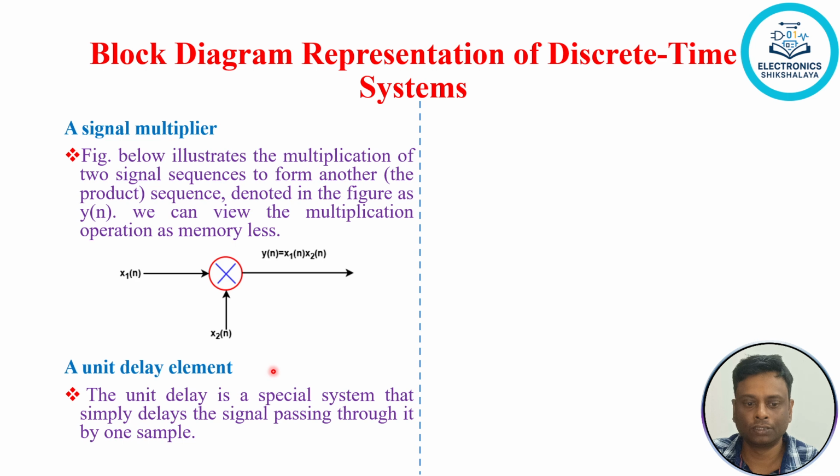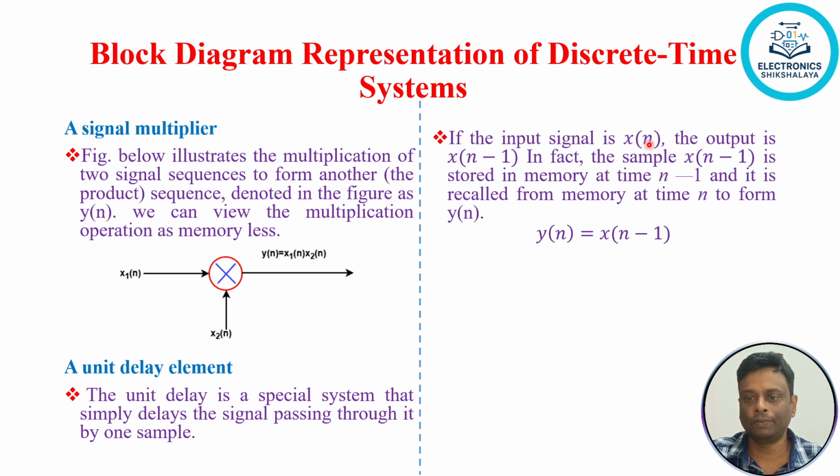Let us see how it is represented. You have x of n as the input signal, and y of n equal to x of n minus 1. So x of n minus 1 is stored in the memory. It depends upon the past value, that is why this system requires some memory. This is how you represent y of n equal to x of n minus 1. It will delay the input by 1 unit of time.